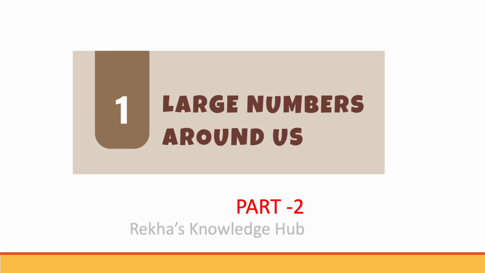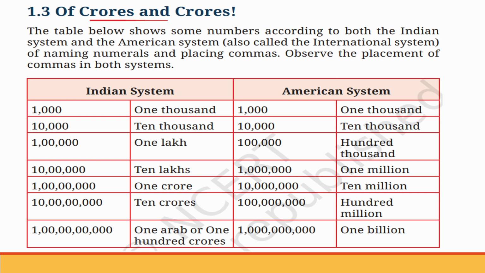Today we will see NCERT Class 7 Maths Chapter 1, Large Numbers Around Us, Part 2 of Crores and Crores. The table below shows some numbers according to both the Indian system and the American system, also called the International System of naming numerals and placing commas. Observe the placement of commas in both systems.